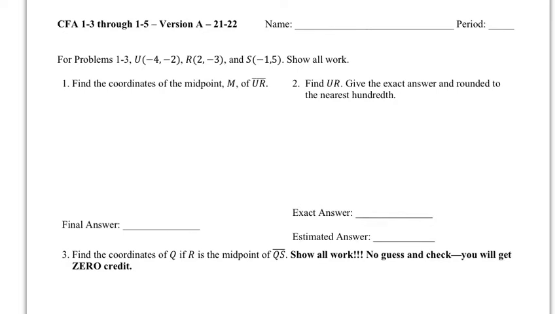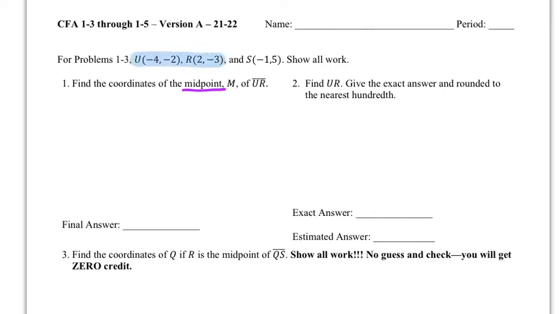So for number 1, you're just finding the coordinates of the midpoint. You have to know the midpoint formula. It's not that hard to remember. It's just the average of the x's and the average of the y's to find the midpoint between any 2 points. So if we're trying to find the midpoint M of UR, then we are specifically looking at these 2 points.